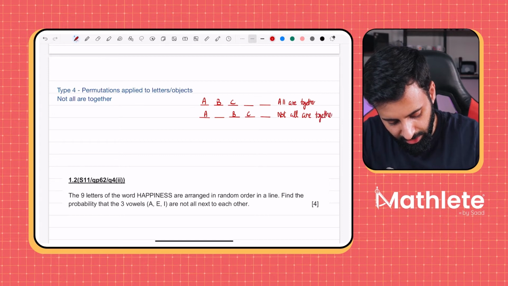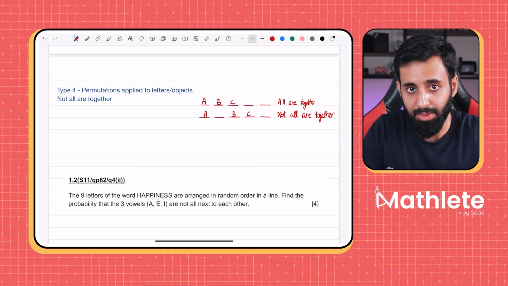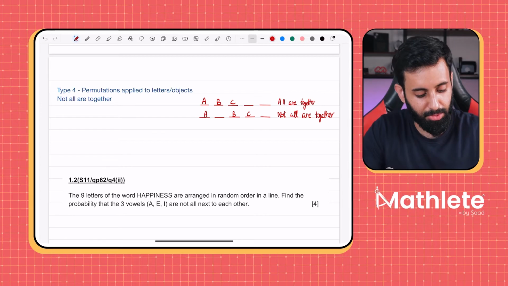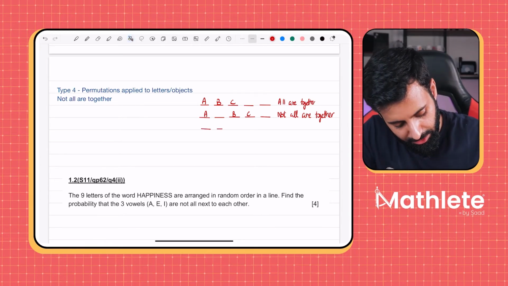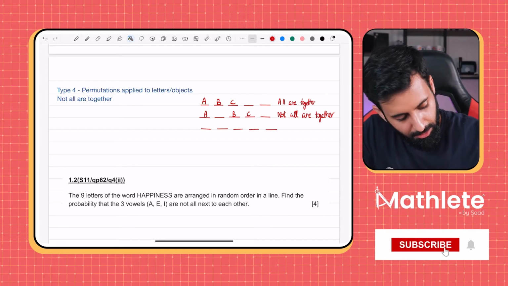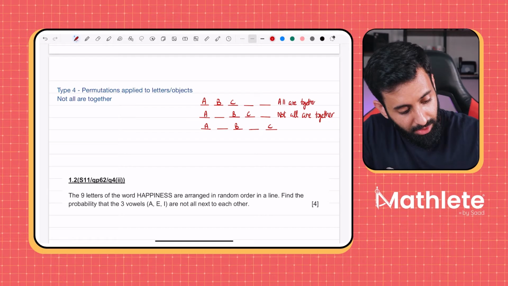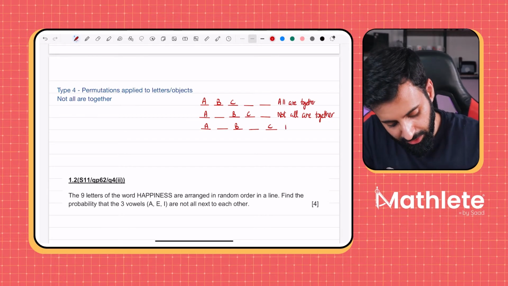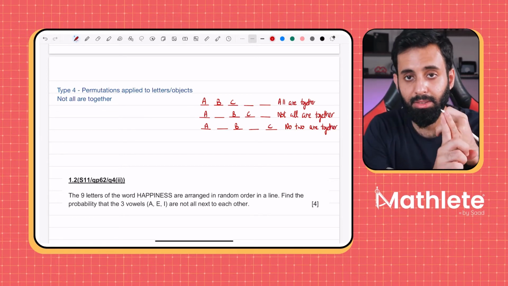Essentially, this is the same as the previous type. If you want to find out the number of ways that not all are together, you find out the number of ways that they're all together and subtract that from the total. However, although this is type 5, which we're going to discuss later on, if we do this, A, B, C. Now, how is this different from the previous one? Here we say that no 2 are together. That means they're all separated. So there's a difference. Make sure you understand the difference very well.